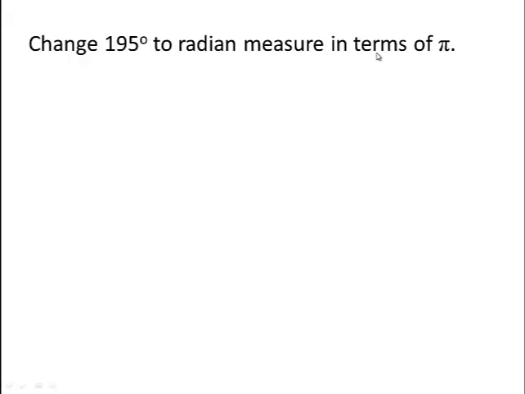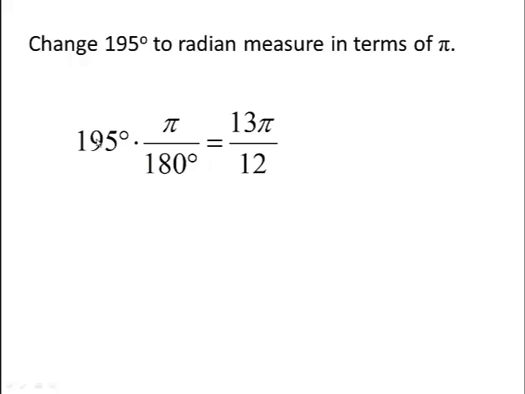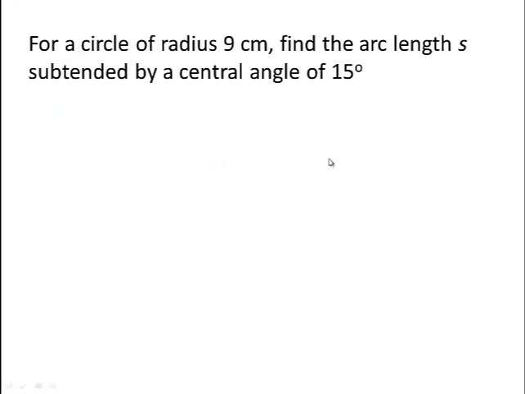Going the other way, we have 195 degrees. Change that to radians, but in terms of pi. So you're going to take 195 times pi over 180. This can be reduced to 13 over 12 pi.